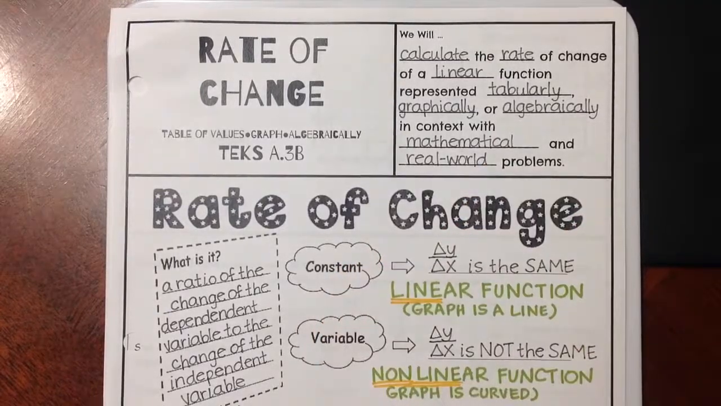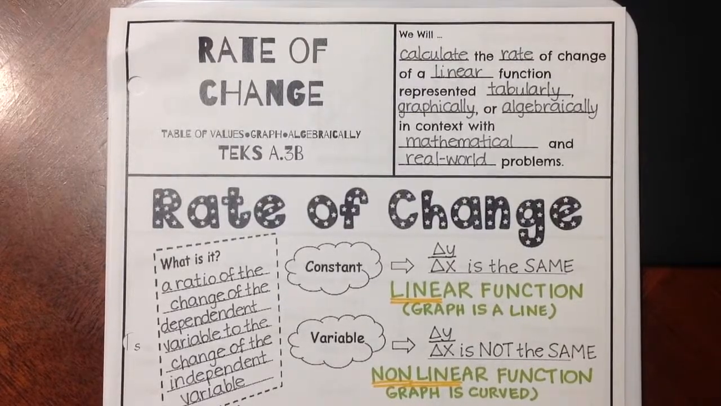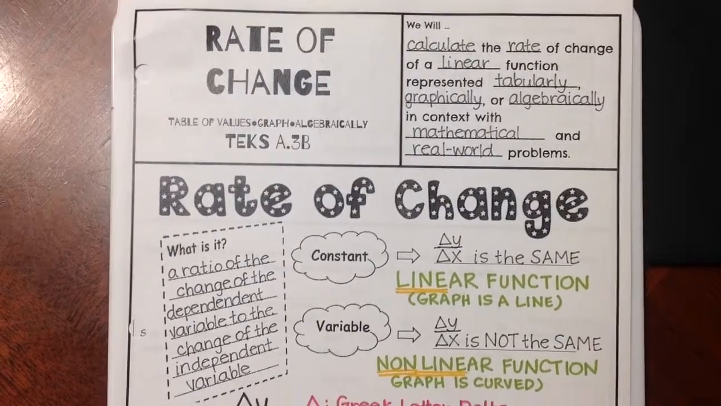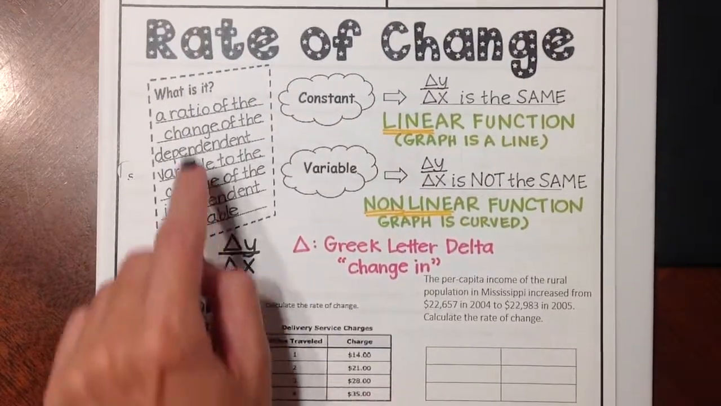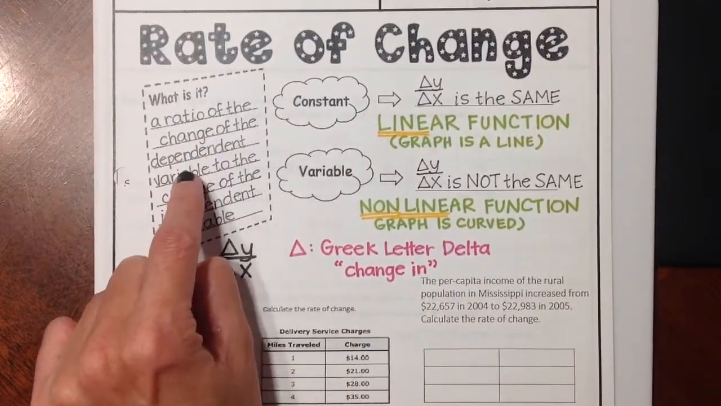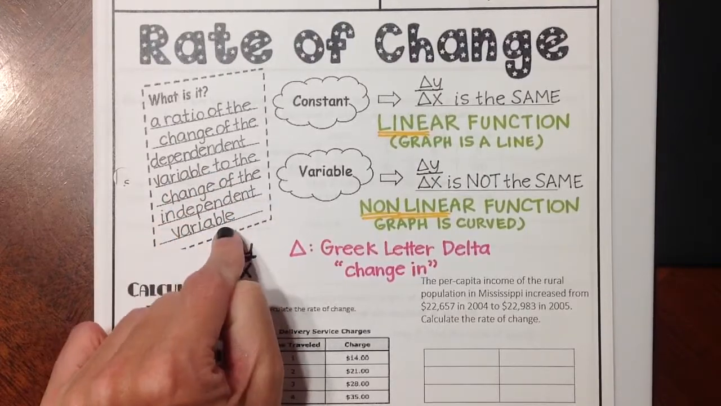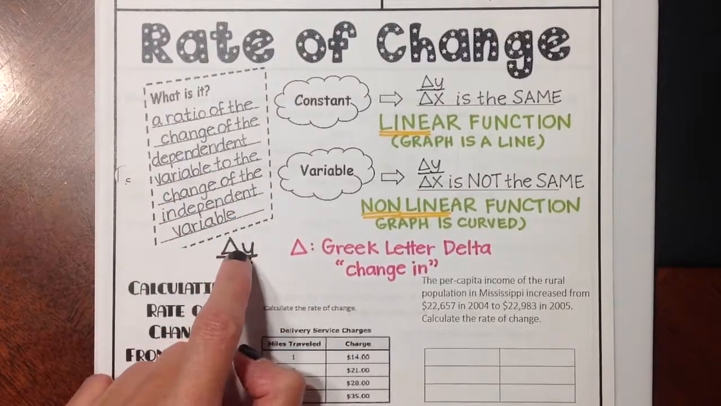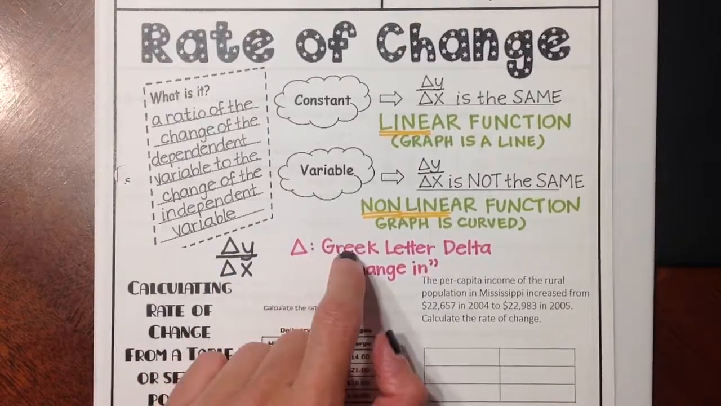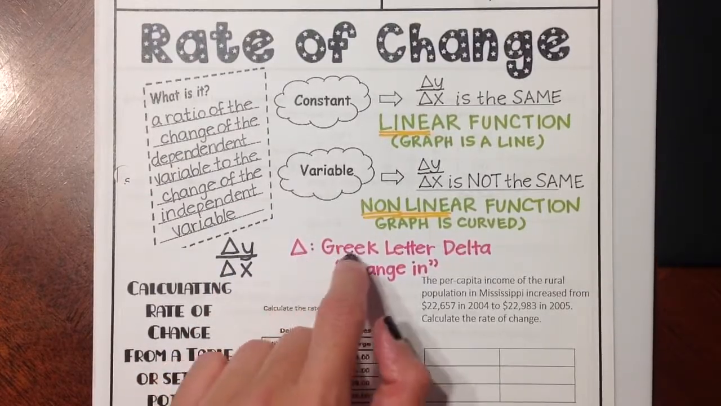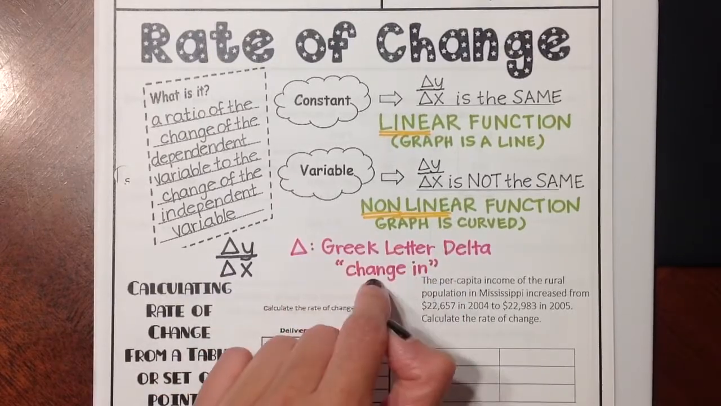This is going to be a nice transition into slope, which we are going to learn about in our next lesson. So rate of change, what is it? It's a ratio of the change of the dependent variable to the change of the independent variable. So we've got change in y over, or divided by, the change in x. And so change, that triangle, is the Greek letter delta, and it represents the words "change in."